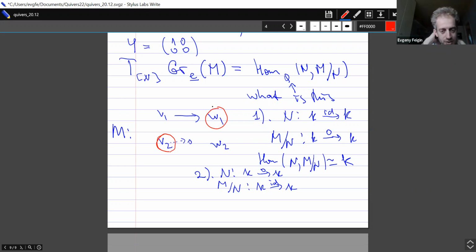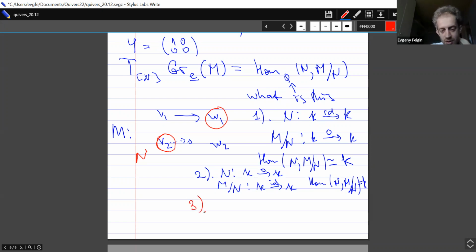Okay. So this is our N. So if this is okay, then indeed this Hom space is also K. But there is the third option, actually. It's a bit unexpected, but still. So N is 0 and M is 0, mod N. And this is the option. There is only one point of this sort, and the N here is drawn.